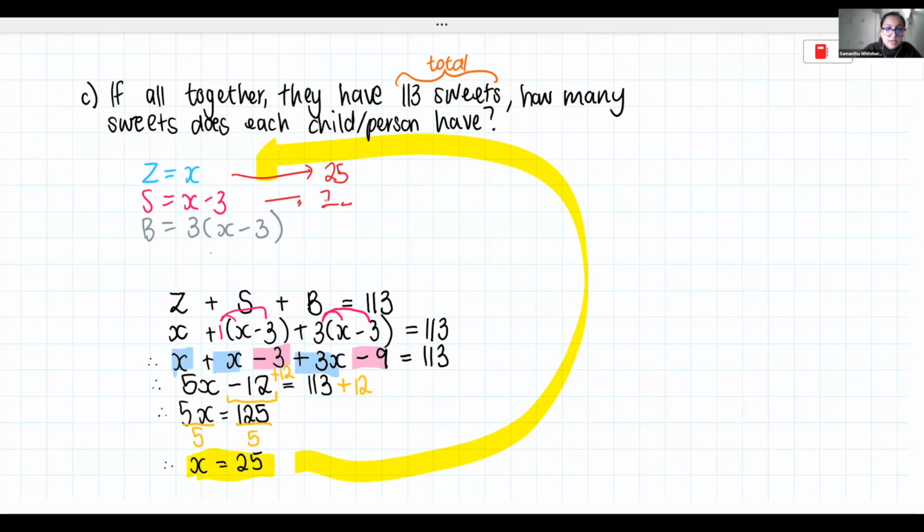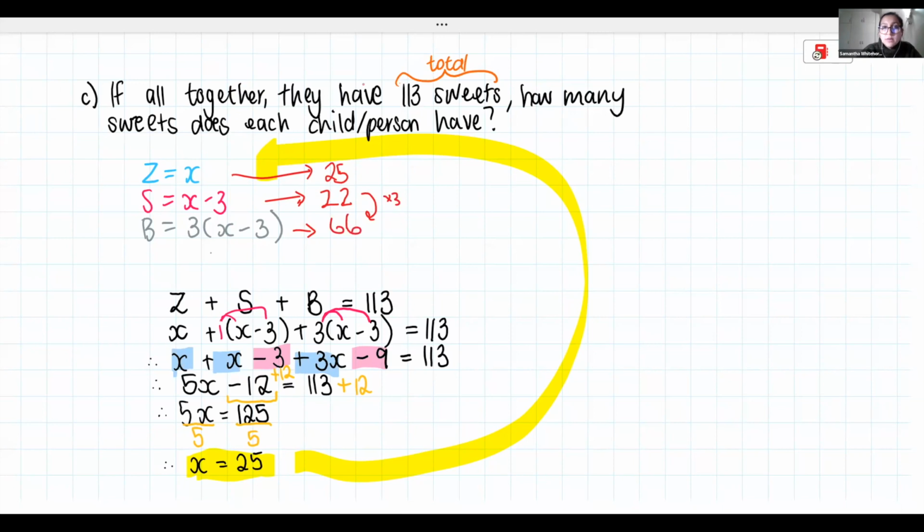Okay, you're going to have to just deal with my weird writing right now. And then we know that Bonolo has 3 times as many as Senzo. So what we could do is take this 22 and times it by 3. And that would give us 66 sweets.